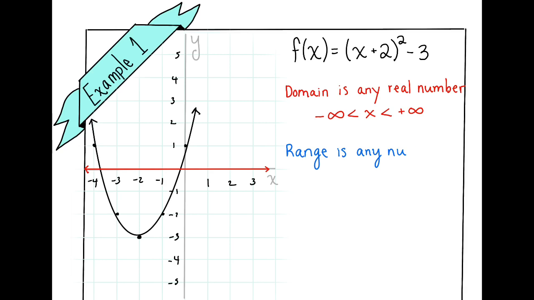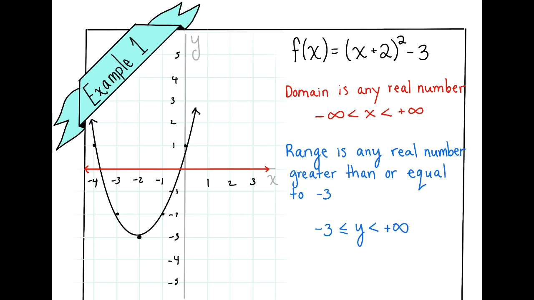So now let's take a look at the range. Remember that the range is the y value, so how low to how high. In this case, the range is any real number greater than or equal to negative 3. That's as low as it can go. Now, with the inequality symbols, there's two ways that you can write this. You can put negative 3 less than or equal to y less than infinity, or you can just write y is greater than or equal to negative 3.